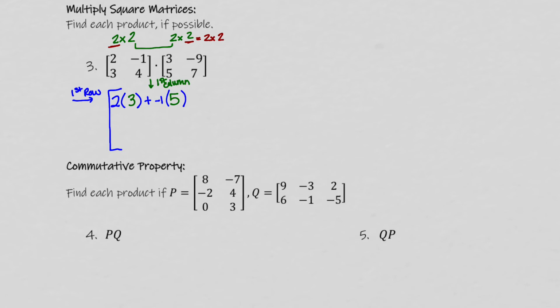So I'm going to do the whole first column of my solution. Now I'm in the position of the second row, so I'm taking the second row of the first matrix. So I get 3 multiplied by something, and then plus 4 multiplied by something. That something is still in that first column, so I'm still taking it times the first column of the second matrix, a 3 and a 5.